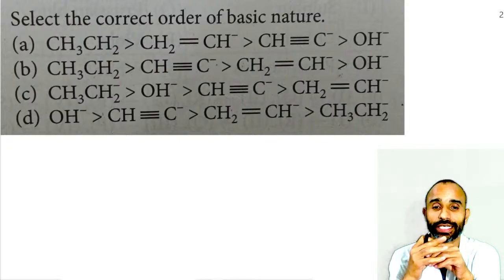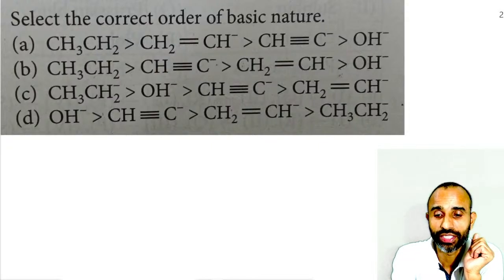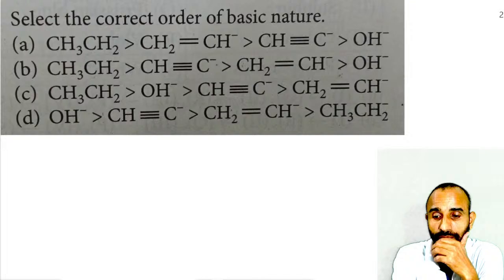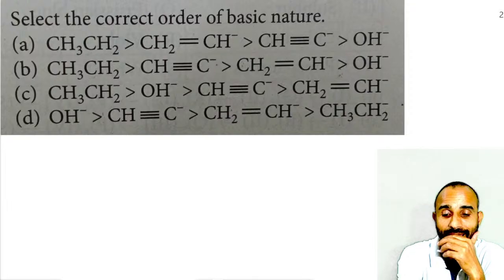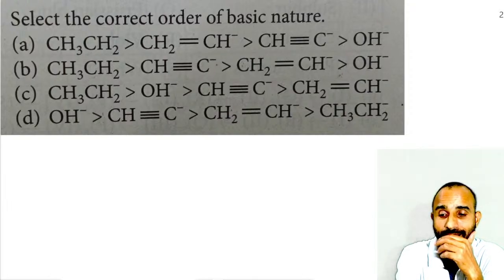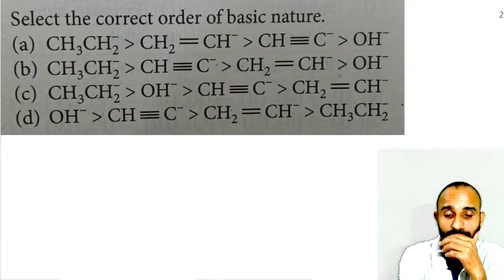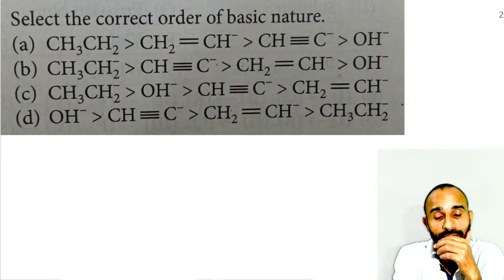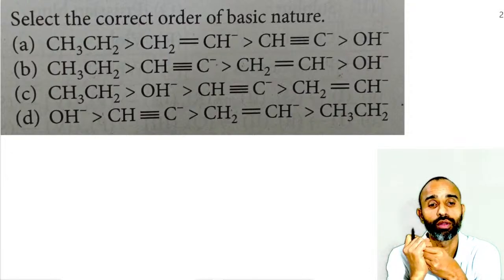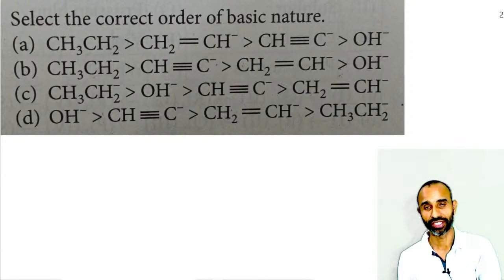Select the correct order of basic nature. So we know alkynes are most acidic, so will be least basic. I think the option is... Okay. So see, first of all, what we do is write its acid.